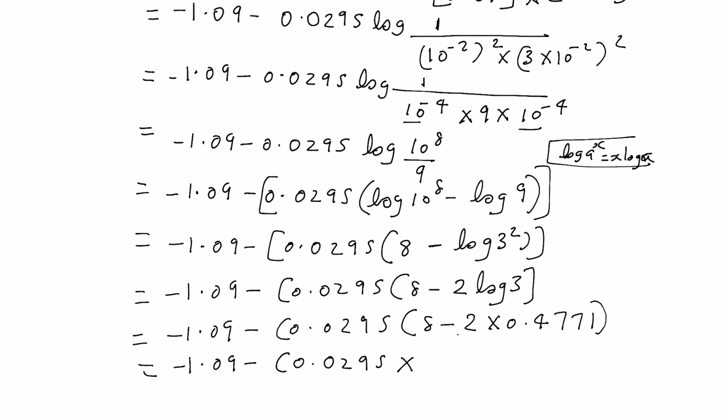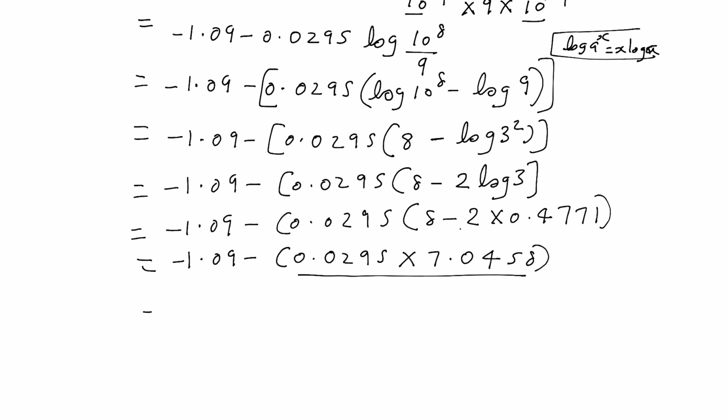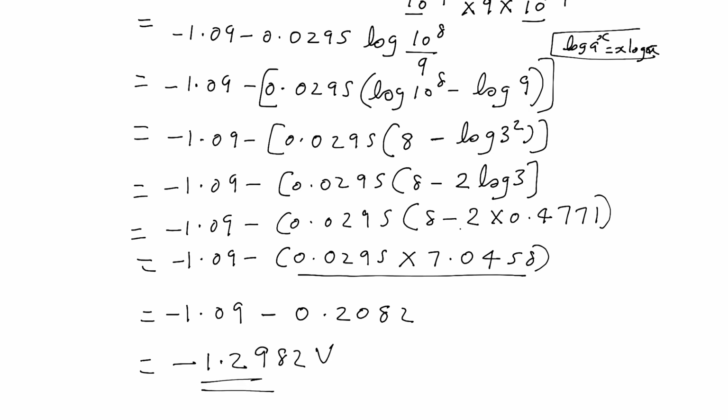Okay, now on calculating, you will be getting like minus 1.09 minus 0.0295 into 7.0458. So you can multiply this, then subtract from minus 1.09. Okay, so it should be like minus 1.09 minus 0.2082, and it will be like minus 1.2982 volt. And remember, this cell won't work. Okay, negative value you are getting, which means cell is not feasible. Cell won't work. Okay.